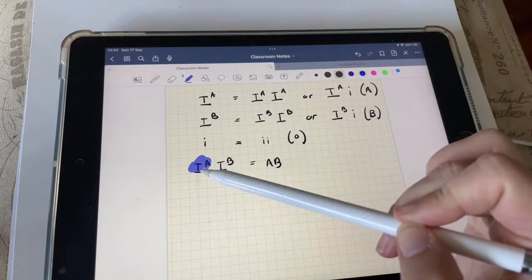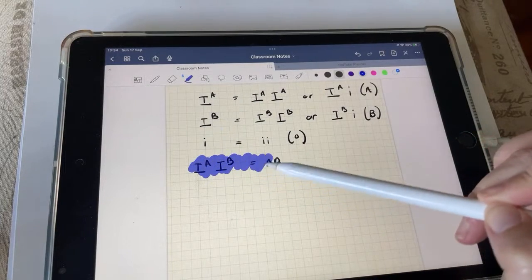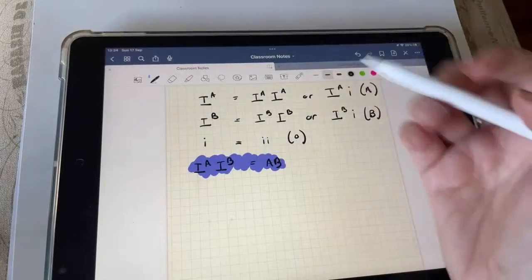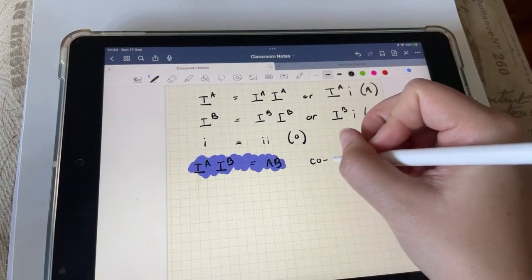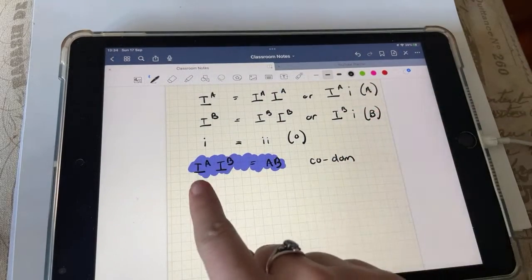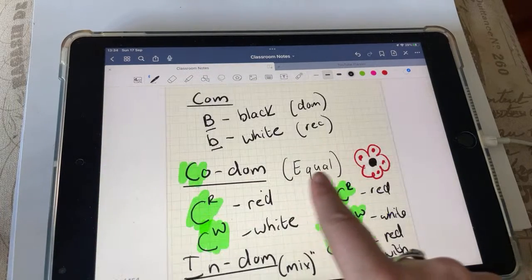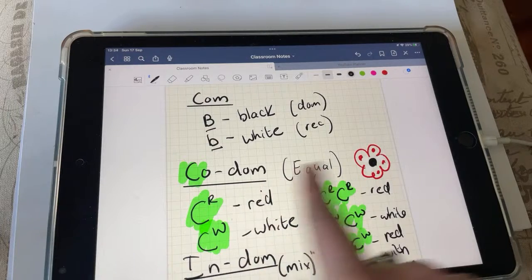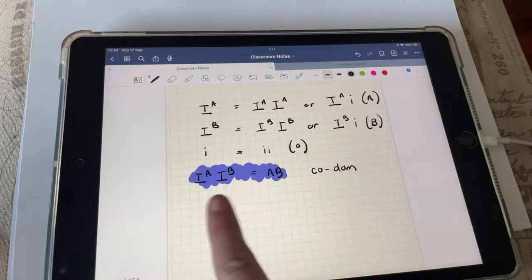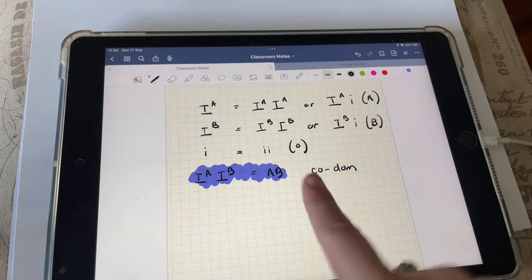This is an example of co-dominance because A and B are equally dominant to one another. Remember, if I go back here, see? Equally dominant, co-dominant. So AB blood groups are co-dominant.